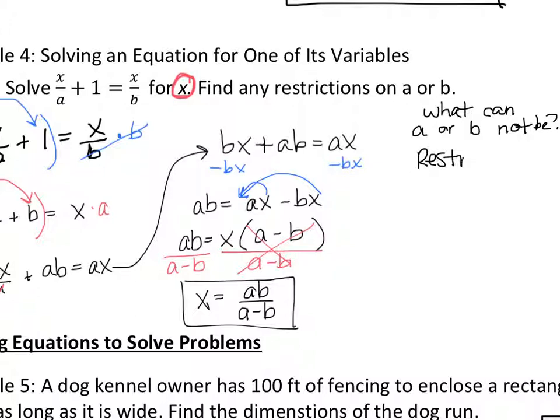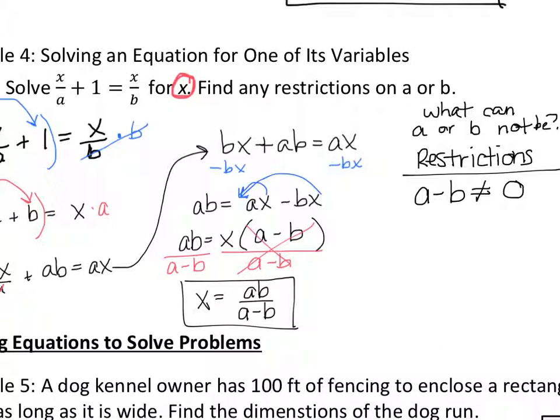On your homework, you don't have to label restrictions, but I'm writing it on here so that when you come back later and you're like, what was going on right there, you'll know. So we know one thing that cannot happen in math. What is it? What can't be zero? The denominator. Remember, calculator blows up, paper catches on fire. So what is our denominator? A minus B. So A minus B cannot equal 0.